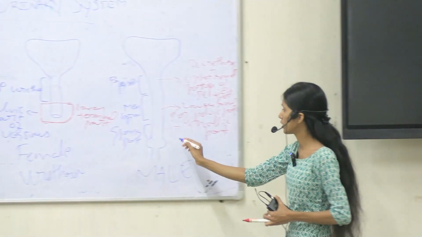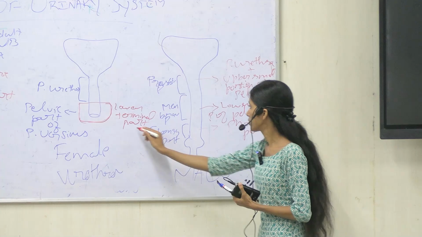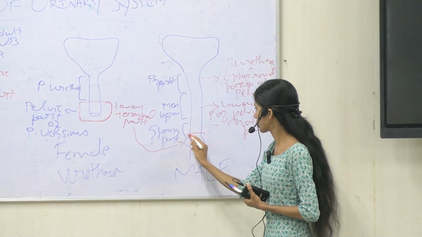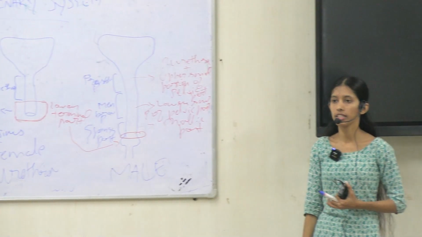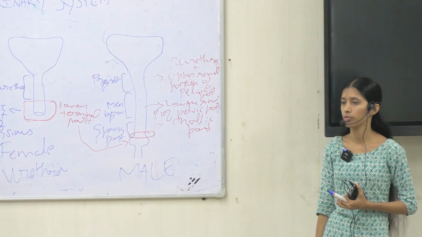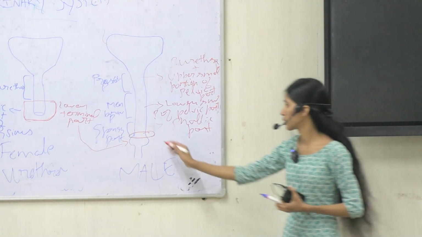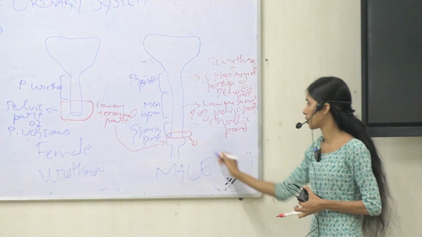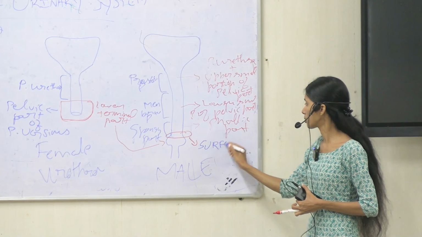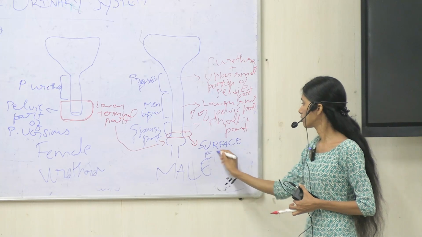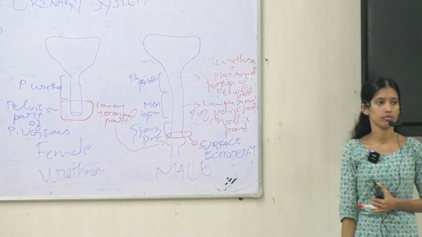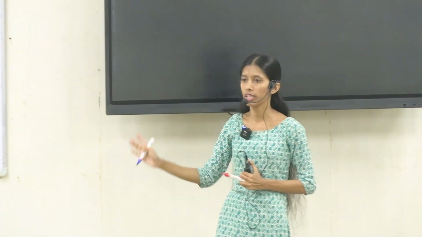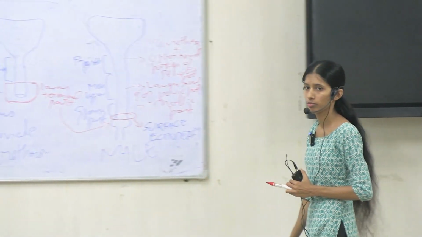And here also the lower terminal part is directly developed from the surface ectoderm. So this is how the development of female and male urethra takes place. Is it clear?